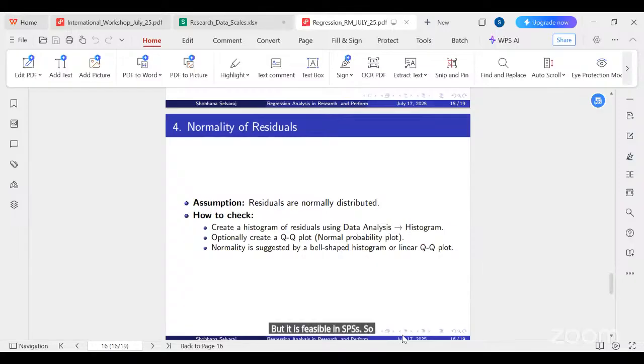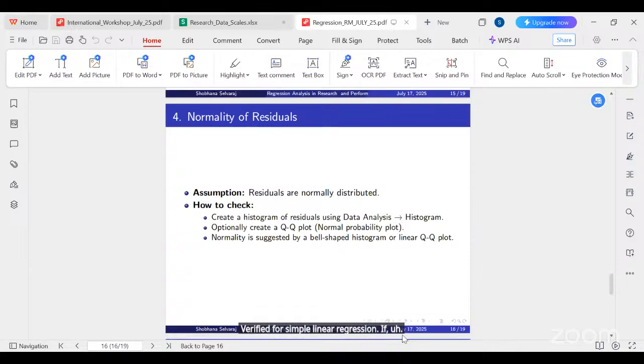So, how do we verify that it is normal? Normality is suggested by a bell-shaped histogram or a linear QQ plot. These are the assumptions which have to be verified for simple linear regression.